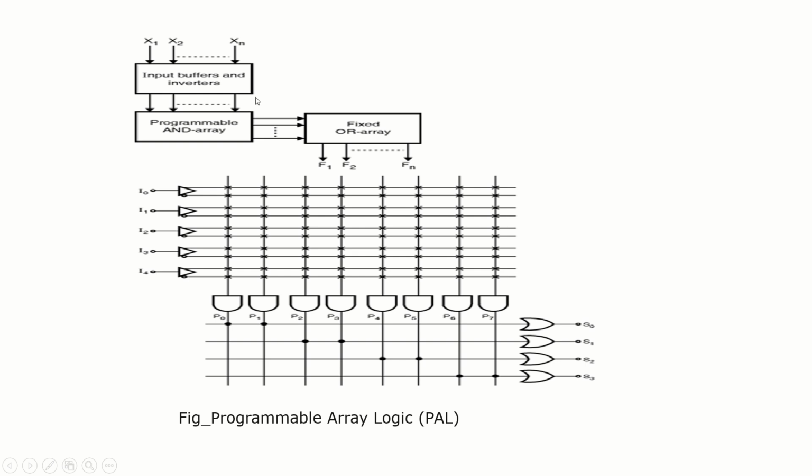This is the block diagram of it, and the method of solving the numerical is the same. The only difference is what? Here the AND array is programmable, so place a cross, and the OR array is fixed, so place a dot over here.